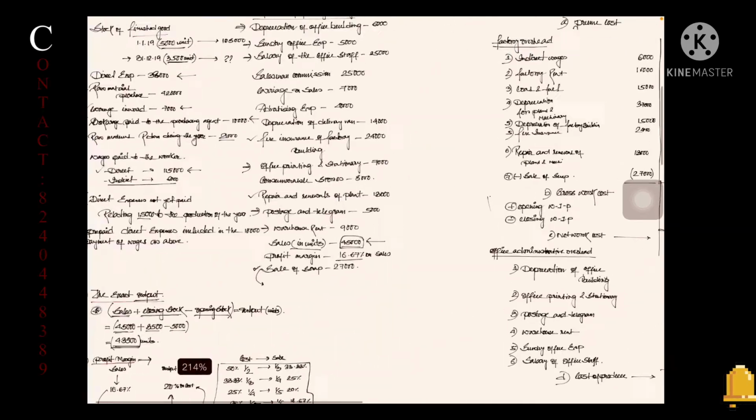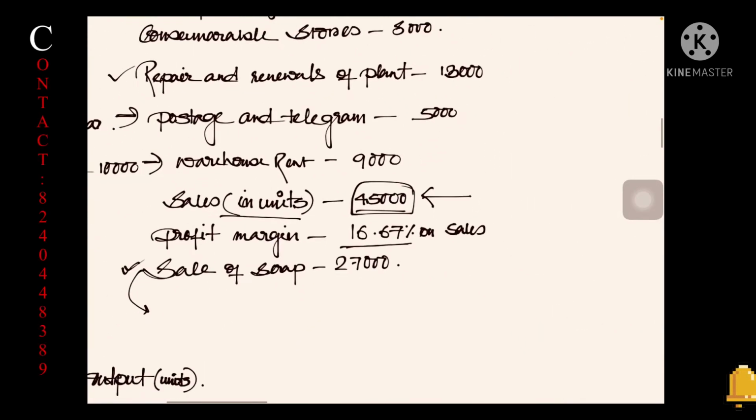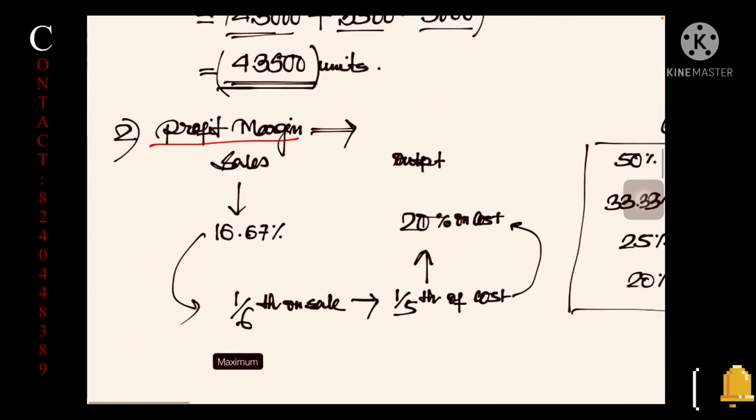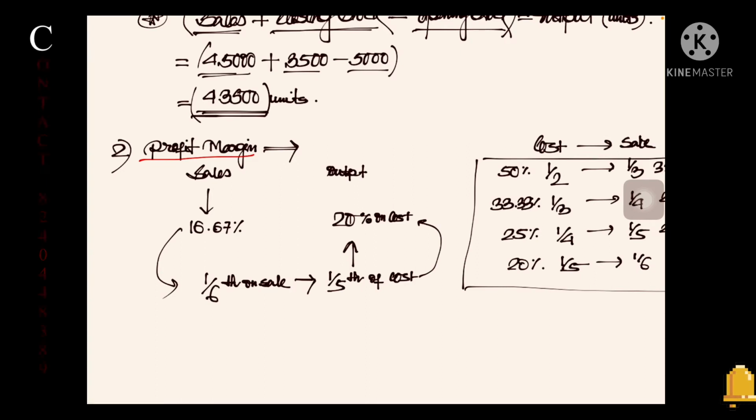Then, in this question, your profit margin is given as 16.67% on sales. The question is, if the profit margin is given on sales, how can we convert it to cost? Because here we are doing the cost sheet, and in a cost sheet we need to know the profit margin upon the cost. How to calculate? Very simple. If you are given the profit margin on sales, you can easily convert it to a margin on cost. How?